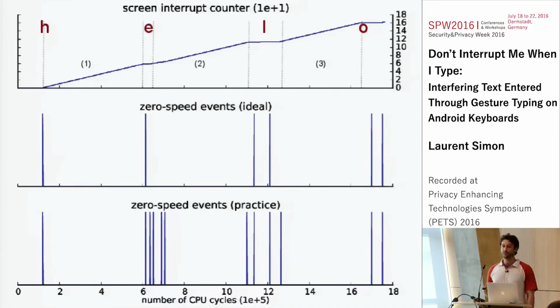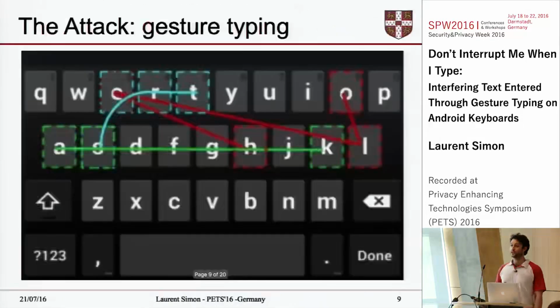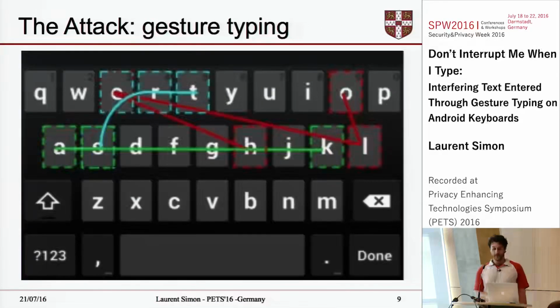Unfortunately, in practice, everything doesn't work out as well as we would hope for. What we only manage to get is what's depicted in the bottom picture. It's this kind of distribution of zero speed events. Okay? There are two reasons why we can't precisely locate those zero speed events. The first is that users move their finger really fast on the screen, and that makes the signal really noisy. And the second is that for certain words, there simply aren't any zero speed events at all.